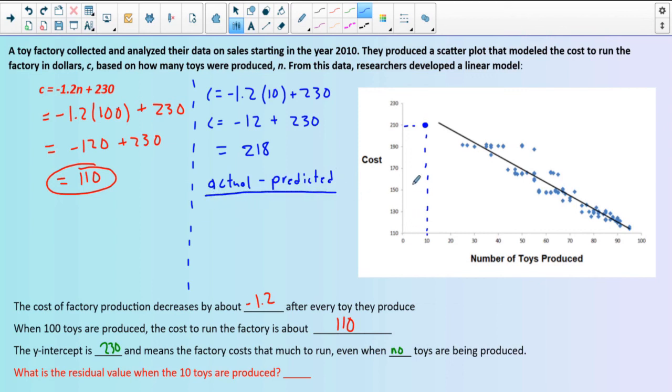So the actual value should be 210. Our predicted value was 218. So yeah, this one looks like it is going to be a little off. We are going to get negative 8 for that. It's negative because it is below that line of best fit. So negative 8, what's the residual value? Negative 8. So this line is a pretty good predictor for most of these data points. These are not going to be predicted very well because they would have high residuals.